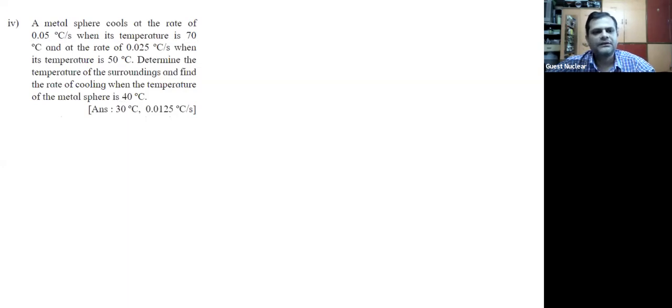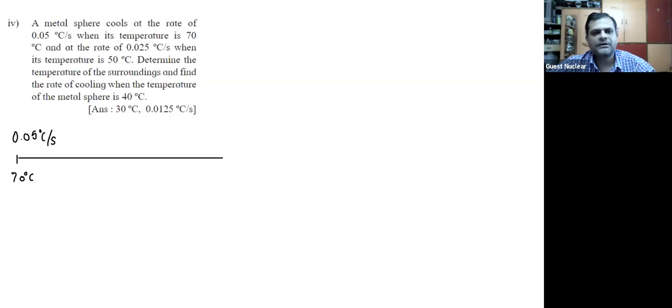See here, there is a situation in which the metal sphere is just kept for cooling. So, agar uska hum ye timeline agar draw karte hain is tarah se, ye uska timeline hai, jisme sabse pehle, initially, its temperature was actually 70 degrees Celsius, correct hai? So, uska jo temperature hai, yahan pe starting mein uska temperature 70 degrees Celsius tha. Aur us samay uska rate of cooling kitna tha, to agar dekho, to wo diya hua hai 0.05 degrees Celsius per second. This was its rate of cooling at that time.